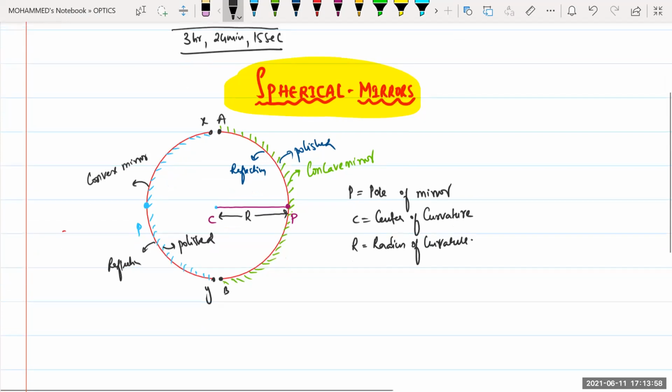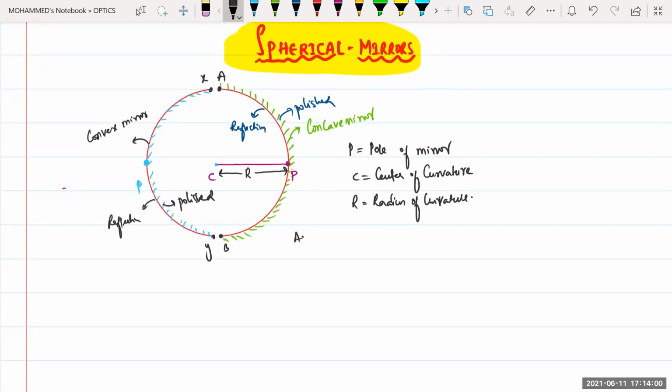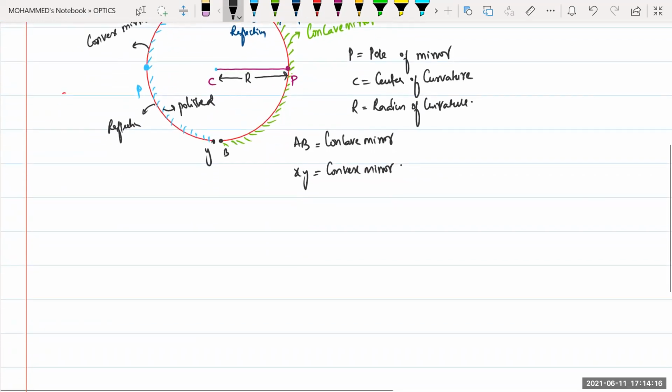Now what is A to B, beta? A to B is your concave mirror, and X and Y will be what, beta? Convex. This will be your convex mirror. Is that clear?